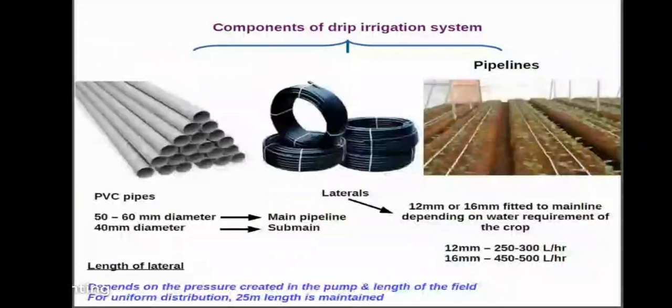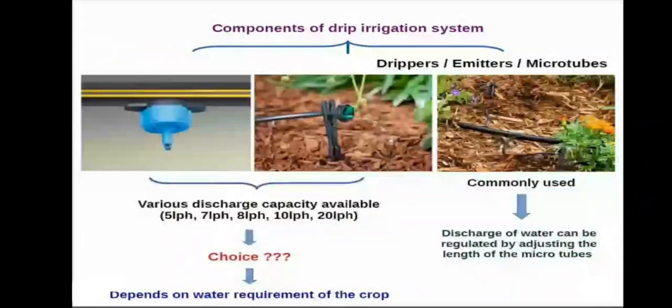It depends on the pressure created by the pump and the length of the field. Otherwise, you must give a high pressure. Next, other components are drippers, or emitters, or microtubes. All are the same. Various discharge capacities are available: 5 LPH, 7 LPH, 8 LPH, 10 LPH, 20 LPH, based on your choice.